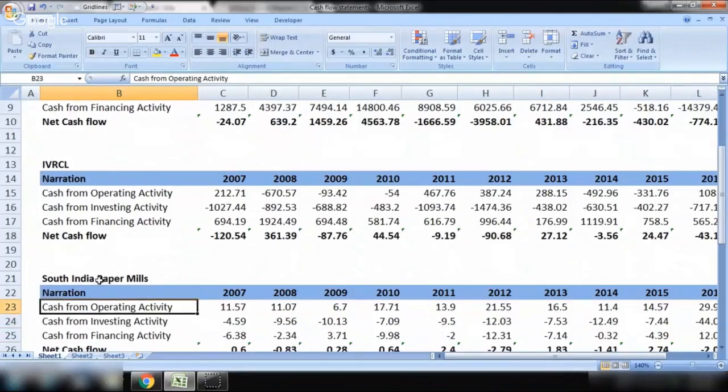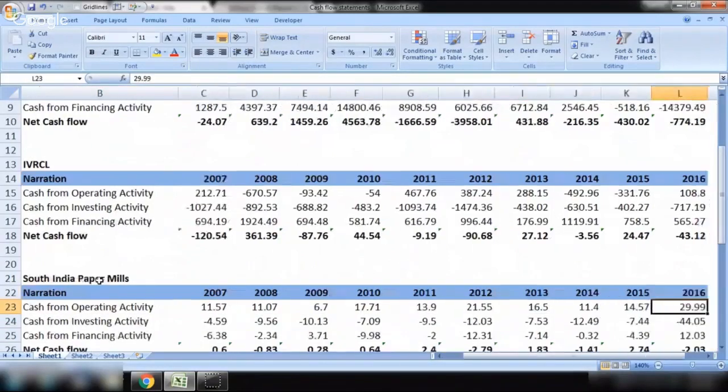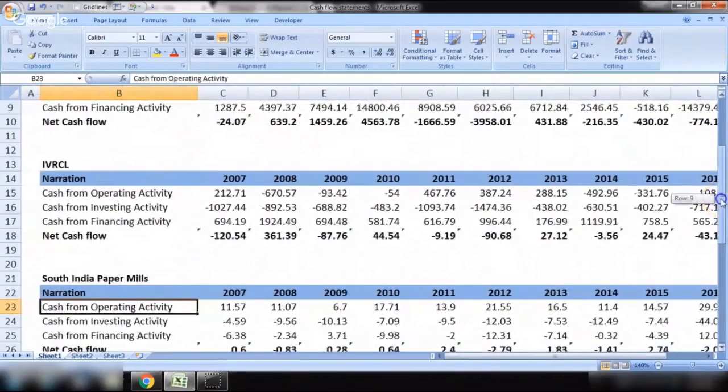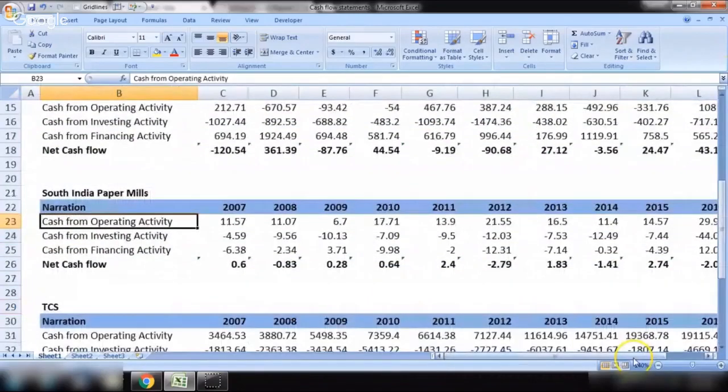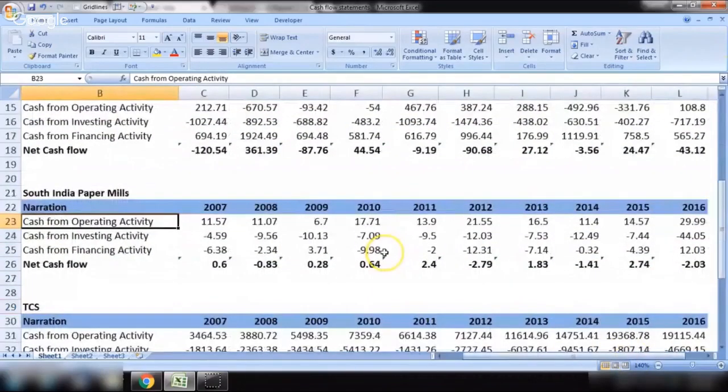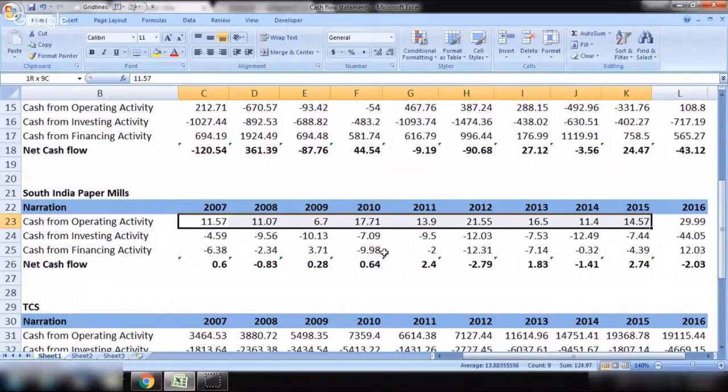So let's look at their cash flows. I've obviously picked this for a certain reason. I'll tell you that very shortly. All right. So operations wise, starting from 2007, they've been generating 11 crores, 6 crores, 17 crores. Okay. So if I were to make a quick estimate here, first of all, the cash flow from operations all the way up to 2015 has been positive, which means to say they are generating cash operationally and they're generating small amounts of cash, right?